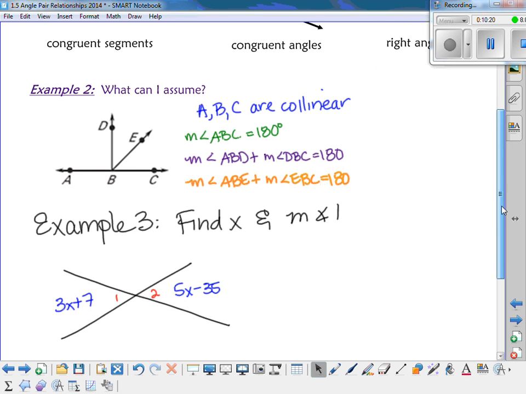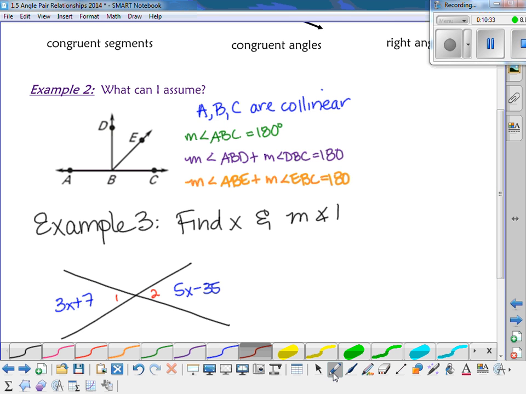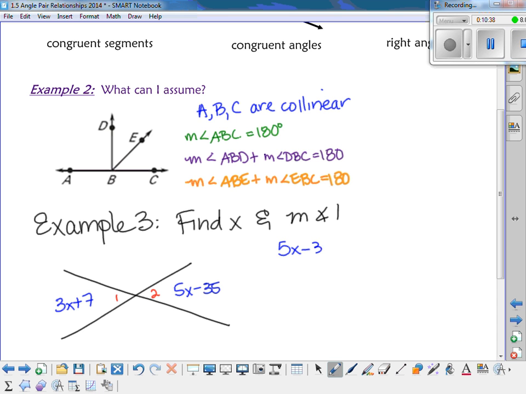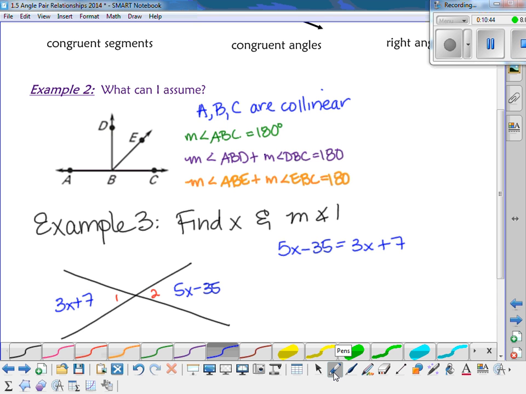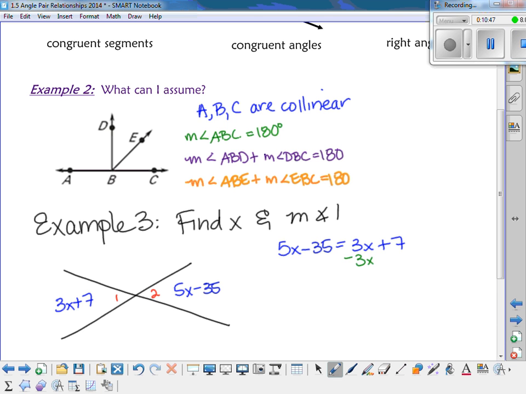All right, so for example 3, we're going to find the value of x and the measure of angle 1. Well, these are vertical angles, and I told you that vertical angles are congruent. So in order to solve for x, I'm going to set the two expressions equal to each other. 5x minus 35 is going to have to equal 3x plus 7. And then you solve for x. So I subtract 3x on both sides and add 35 to both sides.